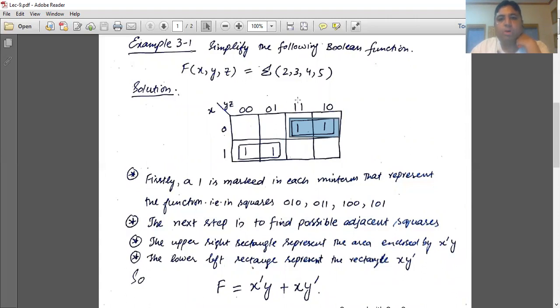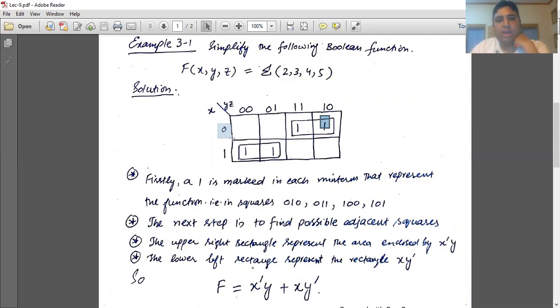If you look on the top, this square is y equal to 1, z equal to 1, and this square is y equal to 1, z equal to 0. So which variable is changing? Z is changing from 1 to 0, but the function remains 1 on both squares. So it means if z is 1, the function is 1, and if z is 0, the function is still 1. So the function does not depend on z. So z is eliminated.